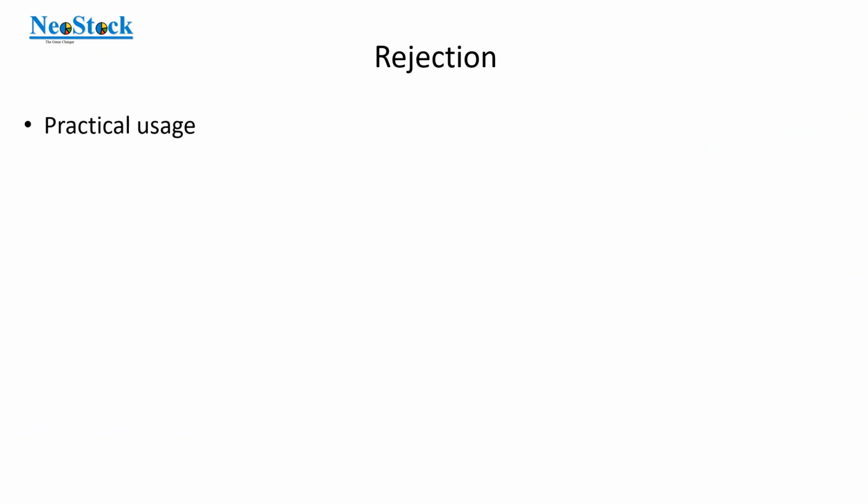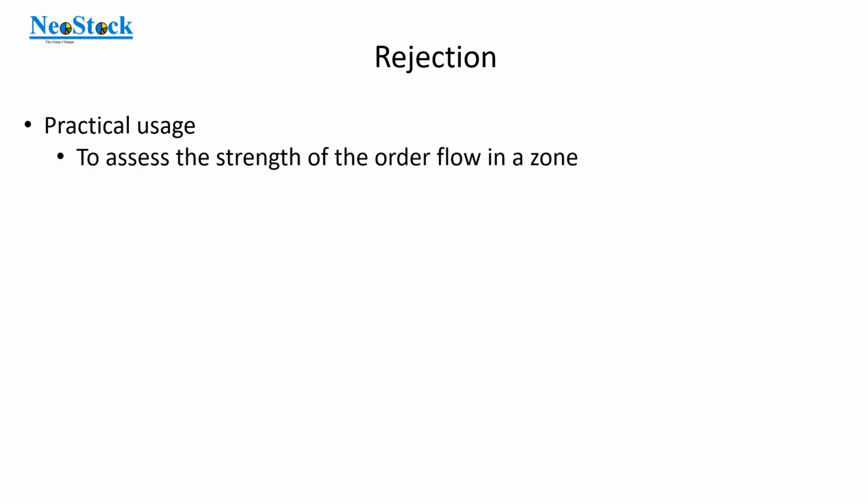Let us look into the practical uses of rejections. The first practical usage is to assess the strength of the order flow in a zone. How strong it is depends on the future price action. But definitely at the initial stage, you identify that maybe there is a rejection, and strong order flow is there. In the same zone, prices are reaching again, and again you keep on seeing rejections. Then you can assess that the order flow in that zone is very, very strong. That is what we have seen in the Dalmia Cements example.